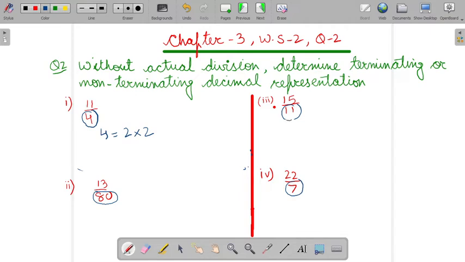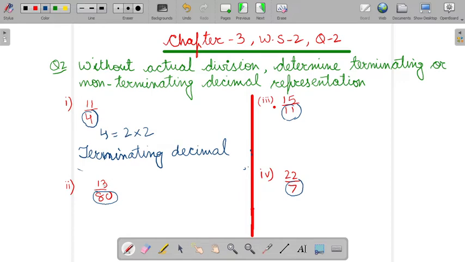But remember, to find the prime factors of the denominator, first observe whether it is in standard form or not. If it is not in standard form, then convert it to standard form and then proceed. So here, 4. The prime factors of 4 are 2 times 2. So what do you observe here? That this is a terminating decimal expression.